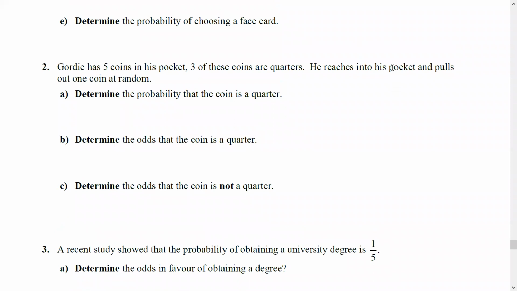Okay, so F-A-T. Total, well, there's 5 coins. 3 of these are quarters. That's my favorable. So that means there's 2 that are not quarter. That's my against. Determine the probability of the quarter. P quarter, 3 over 5.